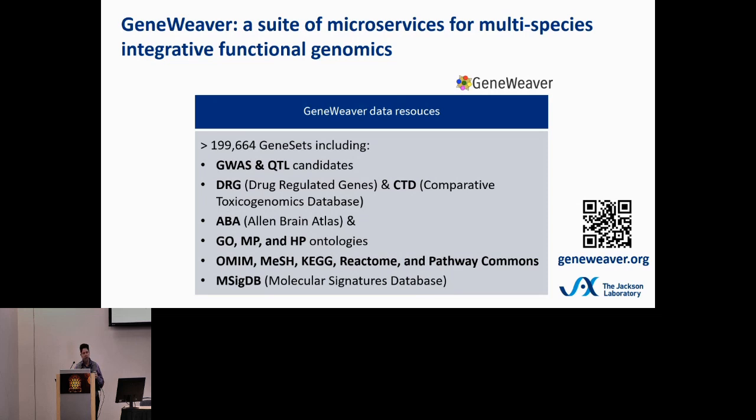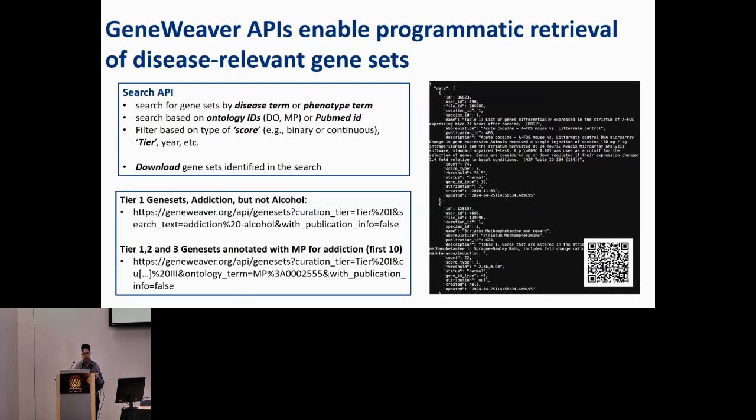One that is of particular interest to me right now is, can I programmatically retrieve all of the gene sets associated with a disease or associated with a set of traits that I'm studying? I don't want to go one by one, right? I just want to say, can I just get everything back? And so Alexander Berger at the Jackson Lab has developed this new search API, which is accessible to you.